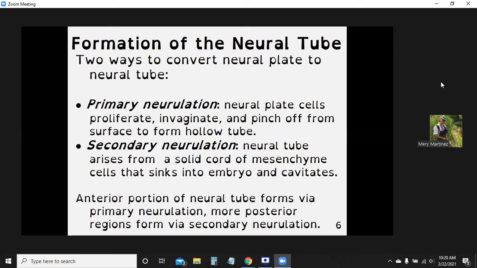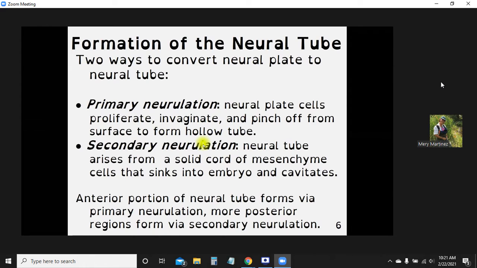So there are two major ways to convert the neural plate into the neural tube, and those two are primary and secondary neurulation. Please pay attention to this, because once we get into the lab, sometimes this becomes a little confusing, okay? In the primary neurulation, the cells surrounding the neural plate direct the neural plate cells to proliferate. They will invaginate, and they will pinch off from the surface to form a hollow tube, okay? So they proliferate, invaginate, and pinch off to form the tube.